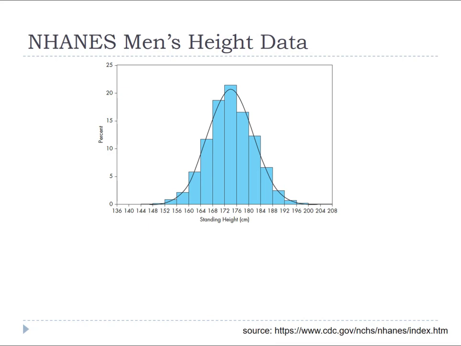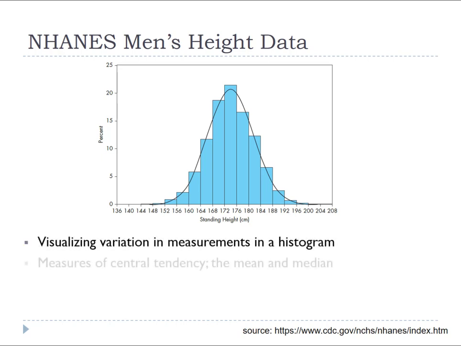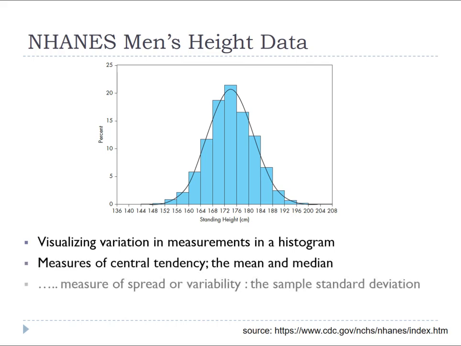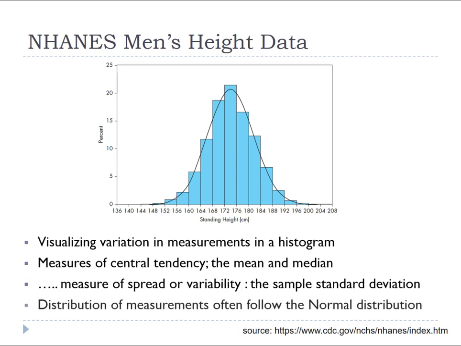So far in this tutorial, we have learned to understand variation in measurements by visualizing individual measurements in a histogram and summarizing the variation with measures of central tendency, the mean and the median, and a measure of spread of individual measurements around the mean, the sample standard deviation. We have also discussed how the distribution of measurements often follow what is known as the normal distribution. The normal distribution is not simply a bell-shaped curve. It also has other characteristics related to its mean and standard deviation that we need to be aware of and understand.